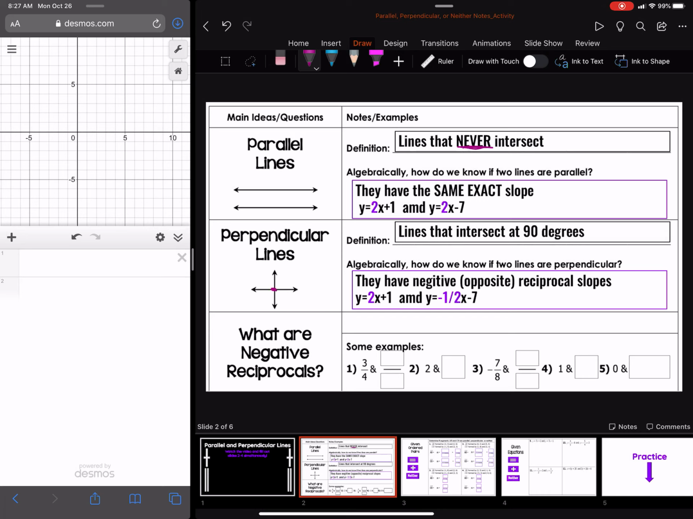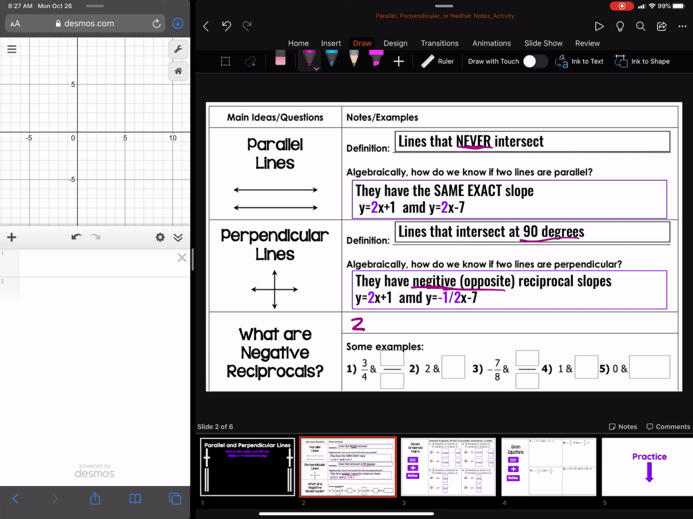Perpendicular lines are lines that cross, and they cross to make 90-degree angles right here. And so they intersect to make 90 degrees, and we know, without even looking at Desmos, which we're going to be using most of the time to look at, that they're going to be perpendicular because they're going to have something called negative, also known as opposite. Let's talk about negative and opposite.